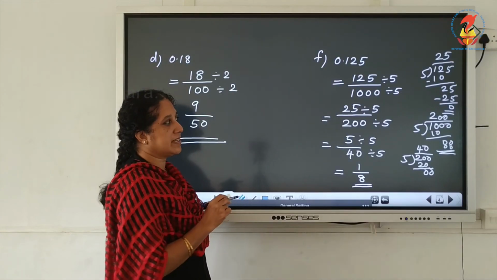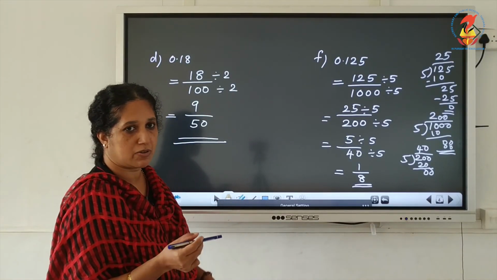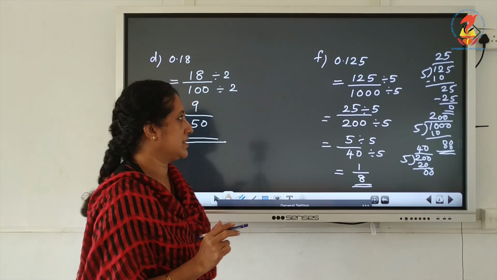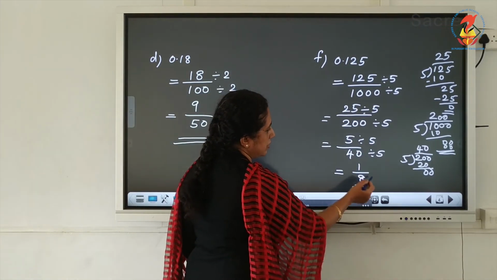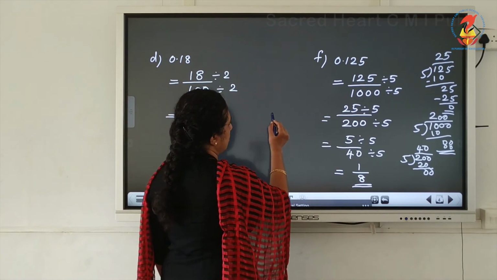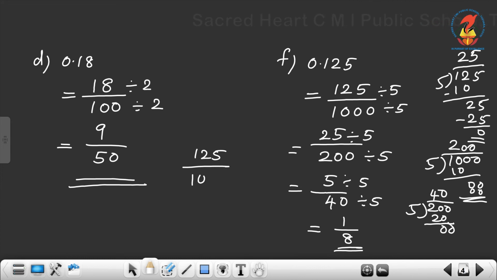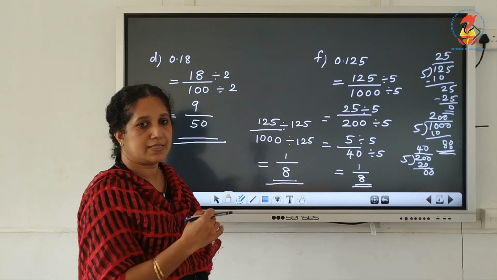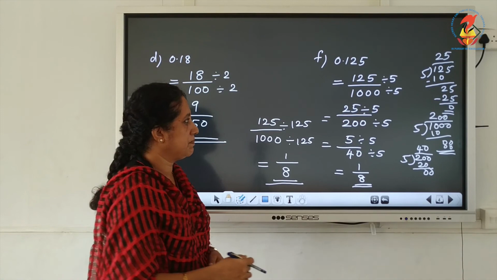But if you can find out the highest common factor for this 125 and 1000, we can do the division in one step. We can reduce to the lowest form in one step itself. Otherwise, what you have to do is you have to do it step by step. So 125 is the highest common factor, that is 125 by 1000. So we can divide both numerator and denominator by 125. So 1 by 8. So if it is difficult to find out the highest common factor, you can do it step by step and you can reduce the given fraction step by step and find out the lowest form.